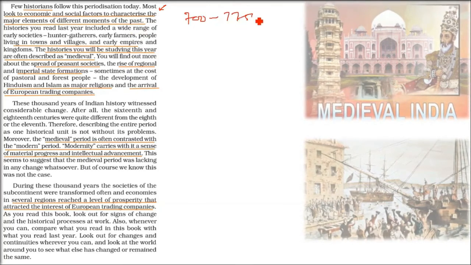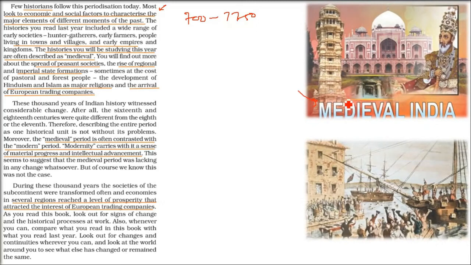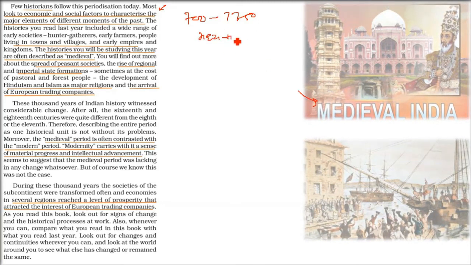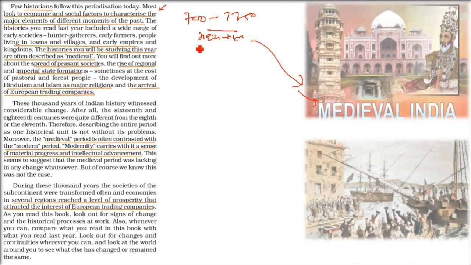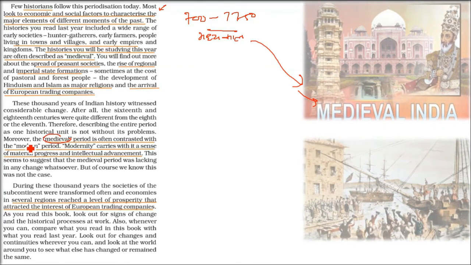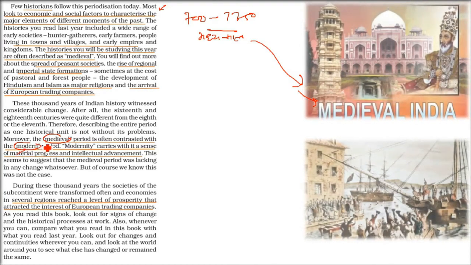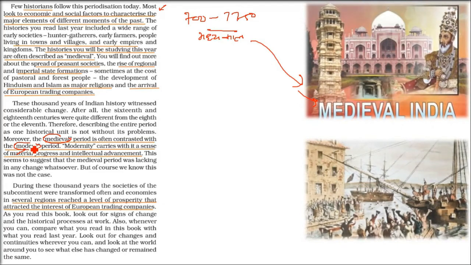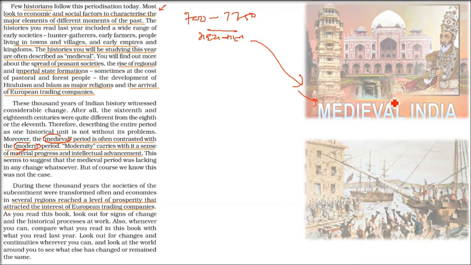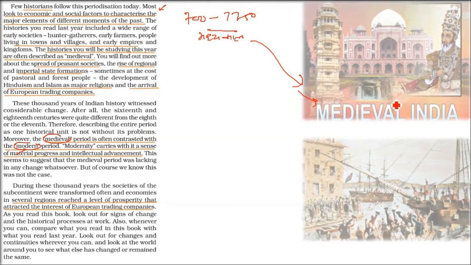So we are talking about 700 to 1750. Now we call this the medieval age, Madhyakalin Yuga, right? And here we have different changes like the spread of peasant societies, imperial state formation. We have Hinduism and Islam as major religions, and the arrival of European trading companies. So medieval and modern are different. Medieval means Madhyakal. Modern means at this time new discoveries and technical inventions have taken place, modernization has taken place. Medieval is not modern. They look the same, but it's quite different. So there has to be a concrete difference between them.